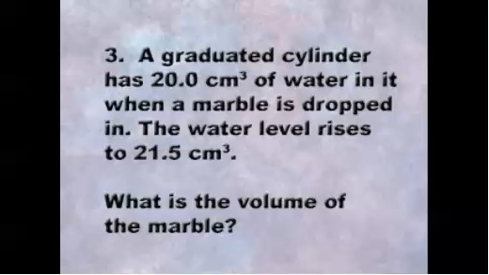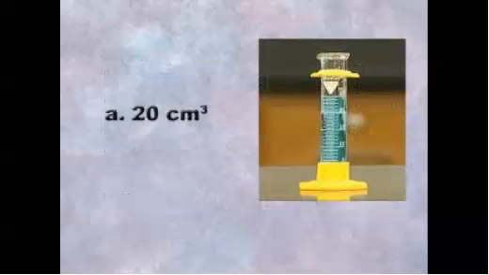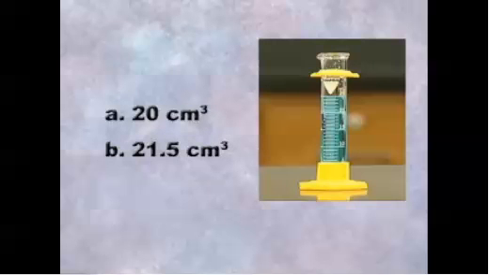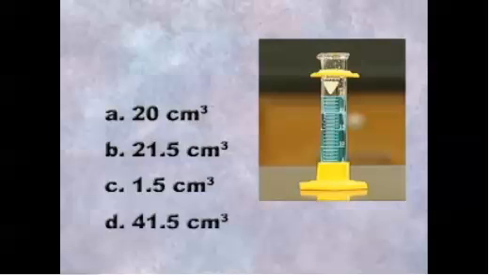Number 3 is, a graduated cylinder has 20.0 cubic centimeters of water in it when a marble is dropped in. The water level rises to 21.5 cubic centimeters. What's the volume of the marble? A. 20 cubic centimeters. B. 21.5 cubic centimeters. C. 1.5 cubic centimeters. D. 41.5 cubic centimeters.